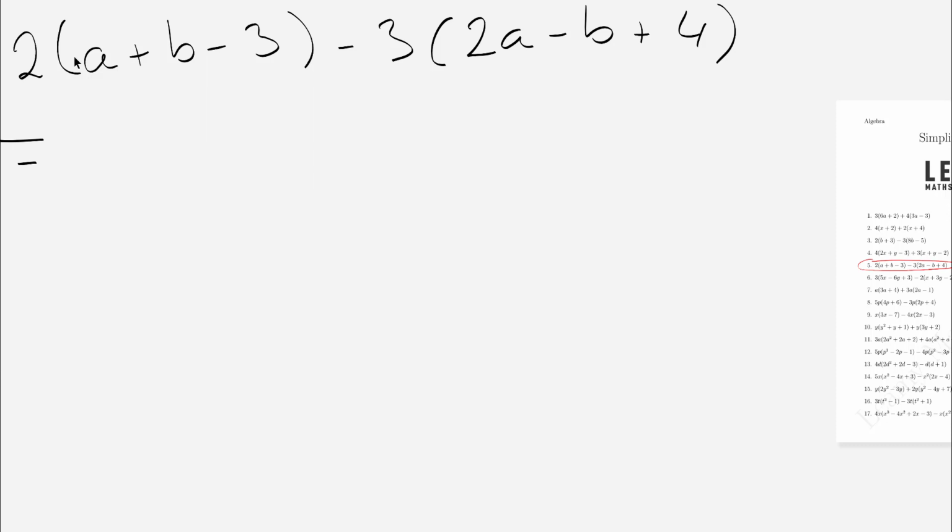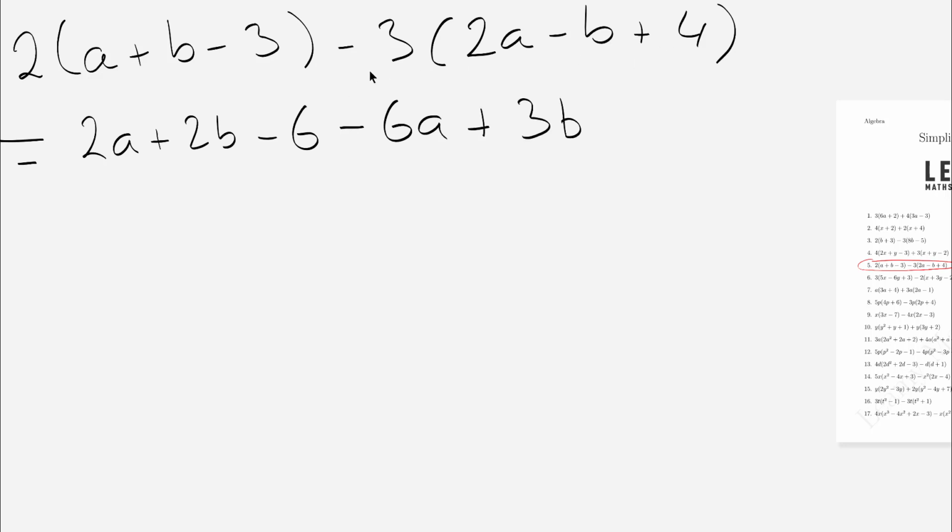So 2 by a is going to be 2a. 2 by b, plus 2b. 2 by minus 3, minus 6. Over here, minus 3 by 2a, minus 6a. Minus 3 by minus b, so minus by minus, plus 3b. And minus 3 by plus 4, minus 12. So that is the multiplication done.